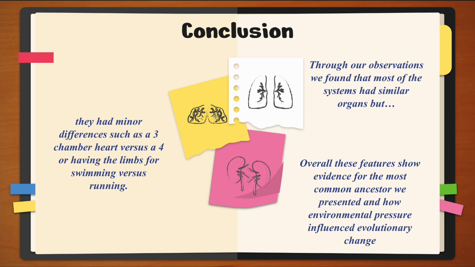Finally, we have our conclusion. Through our observations, we found that most of the systems had similar organs, such as having a heart that pumps blood or having limbs that are meant for movement. Now, there were some minor differences, such as having a 3-chambered heart versus a 4. These features show evidence for the most common ancestor we presented and how environmental pressure influenced evolutionary change.